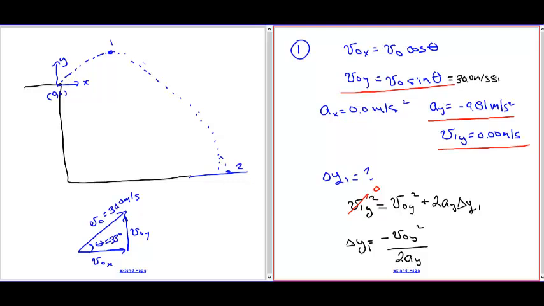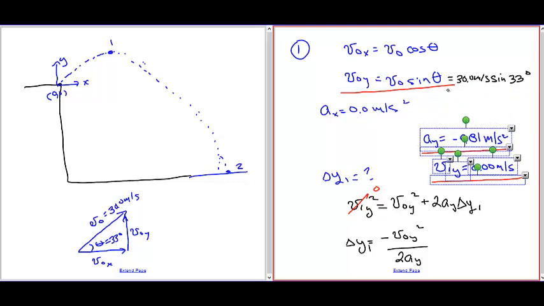And we multiply this by the sine of 33 degrees. Let me just move these down a little bit. Make sure your calculator is in degrees. Okay, mine's in degrees. I don't know about yours. So we got 30 times the sine of 33. I get 16.3 meters per second. There are no units for trig functions.